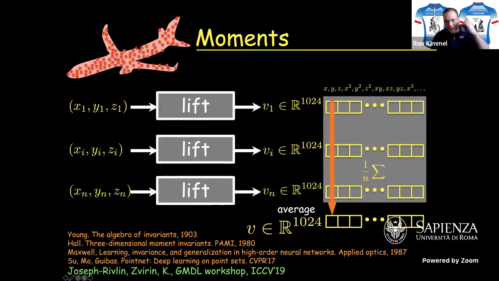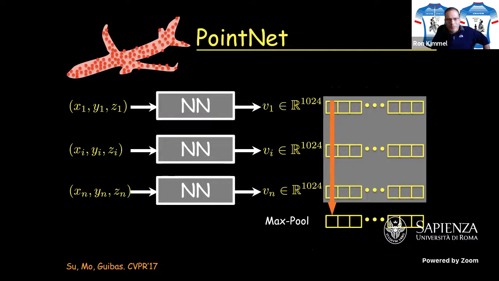Now let me jump into something else, into a neural network that was operating on the same objects in order to classify them, which is known as PointNet. So again, the difference is not so big. Now, rather than deciding on X, Y, X square, et cetera, what you do is you train a neural network to take each and every point and lift it into a 1,000-dimensional space. So each and every point that was 3-dimensional is now 1,000-dimensional.